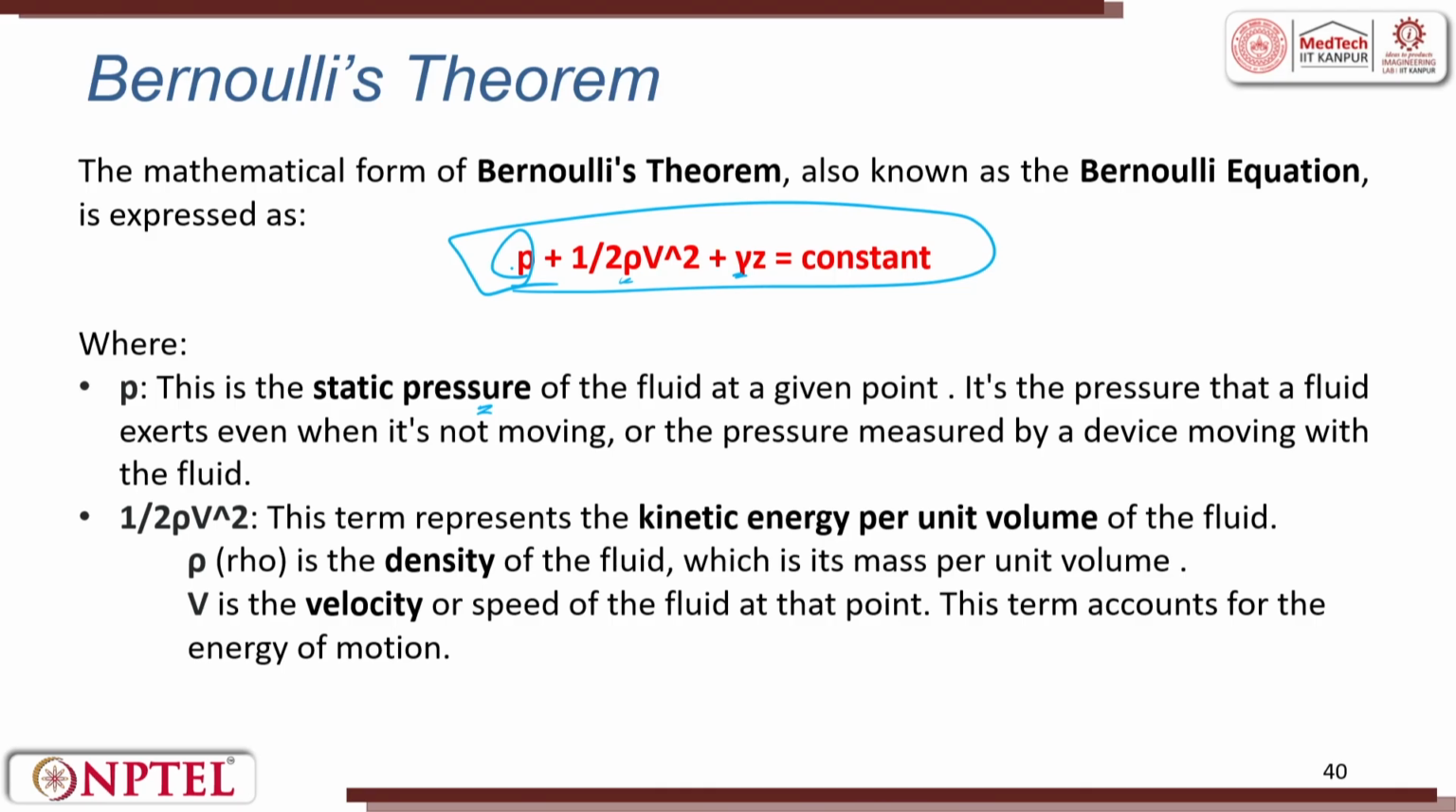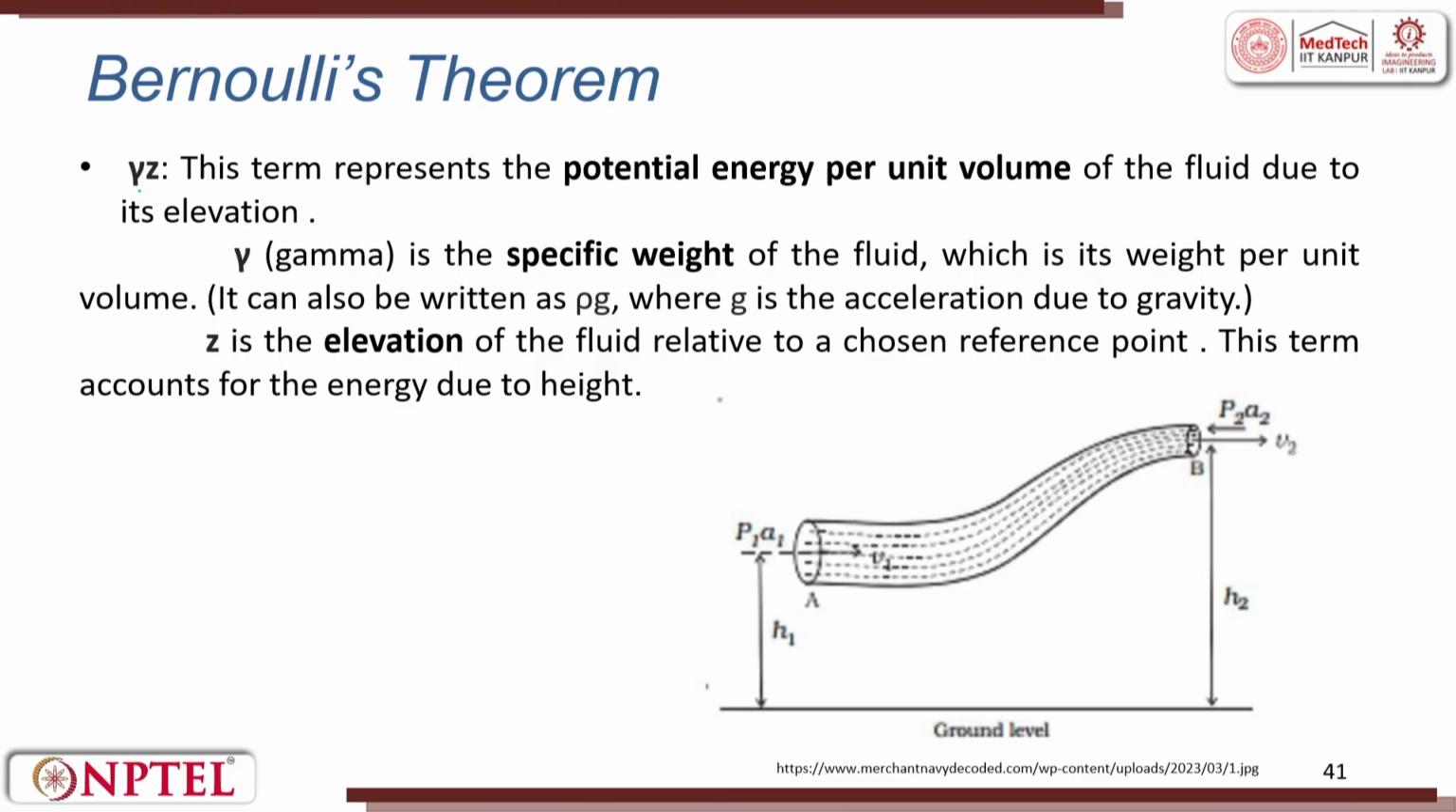So, I said at a constant point. Half rho v square is the kinetic energy per unit volume. Rho is the density and v is the velocity. Gamma z is the potential energy per unit volume of a fluid due to its elevation. Gamma is the specific weight of the fluid, which is its weight per unit volume. Z is the elevation of the fluid relative to a chosen reference point, the height. This term accounts for the energy due to height.